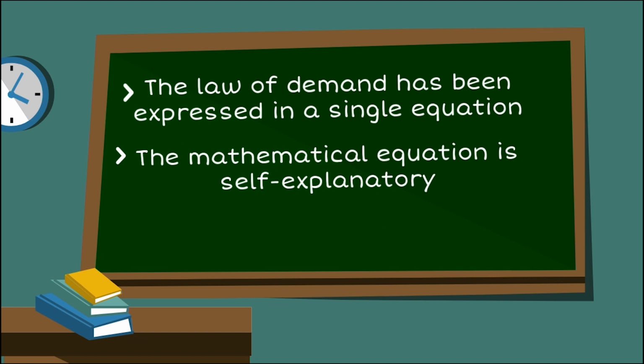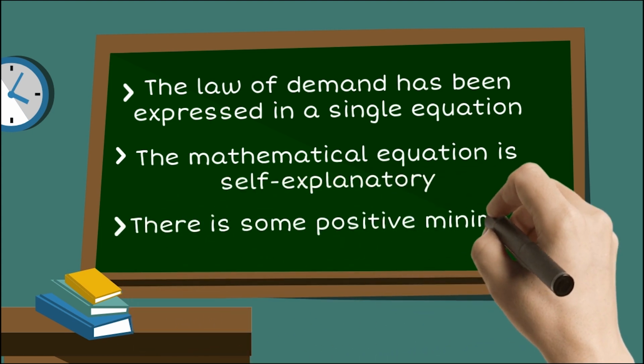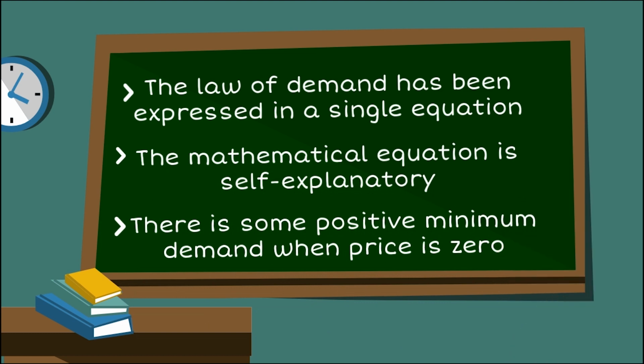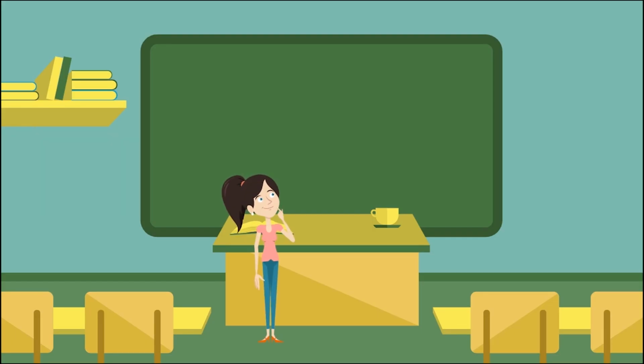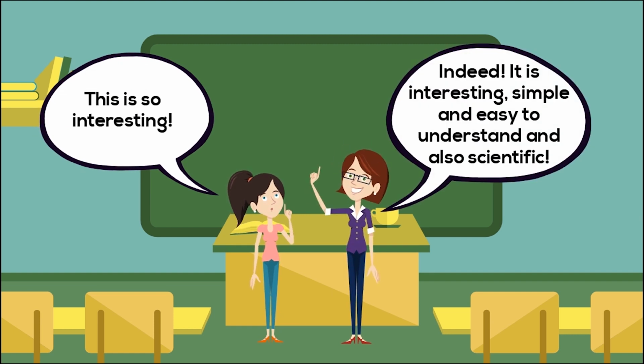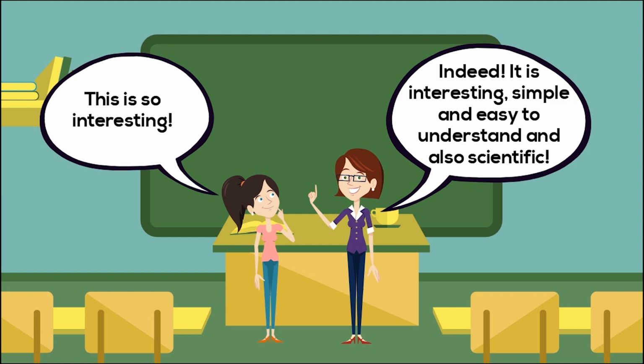That is, the equation itself displays an inverse relationship between quantity demanded and price, and also says that quantity demanded depends only on the price, other things remaining the same. There is also additional information that even when the price of the commodity is zero, there is still some demand from the consumers. This is so interesting. Indeed, it is interesting, simple, and easy to understand, and also scientific.